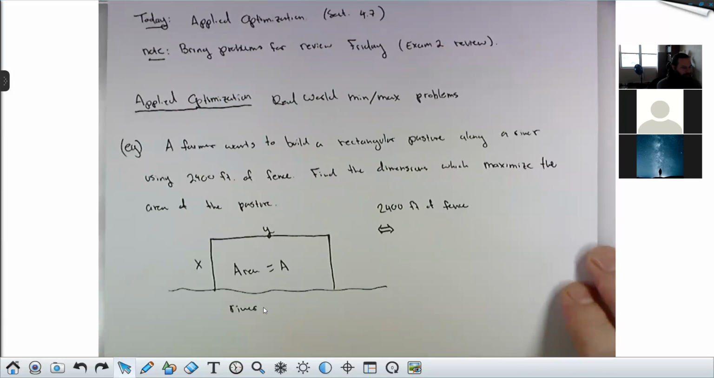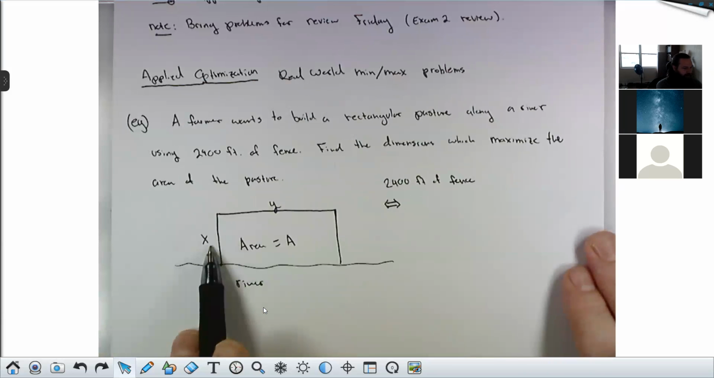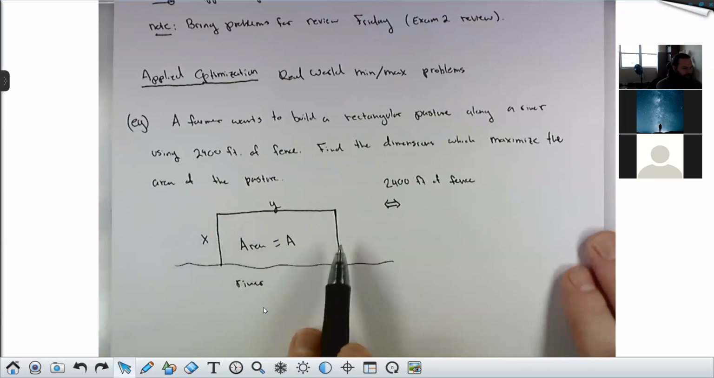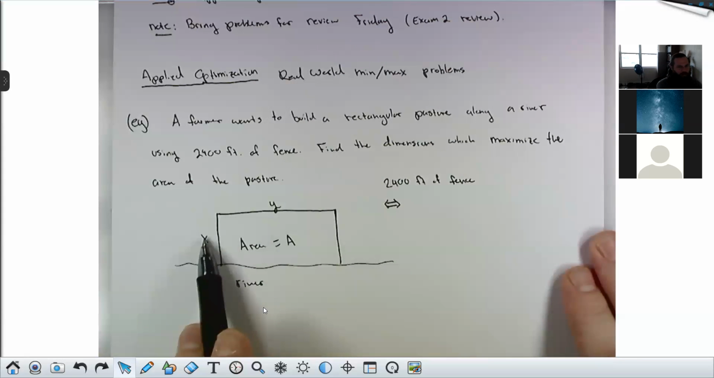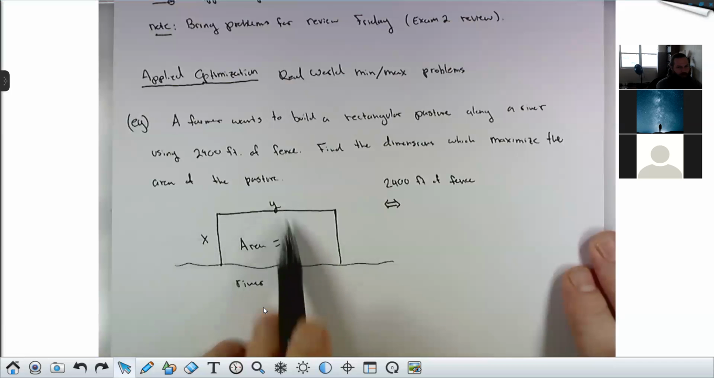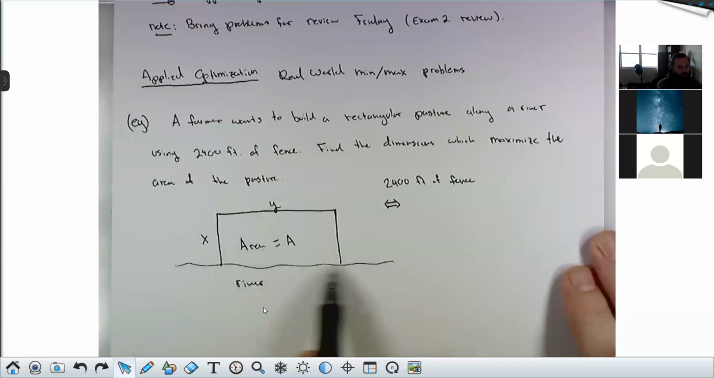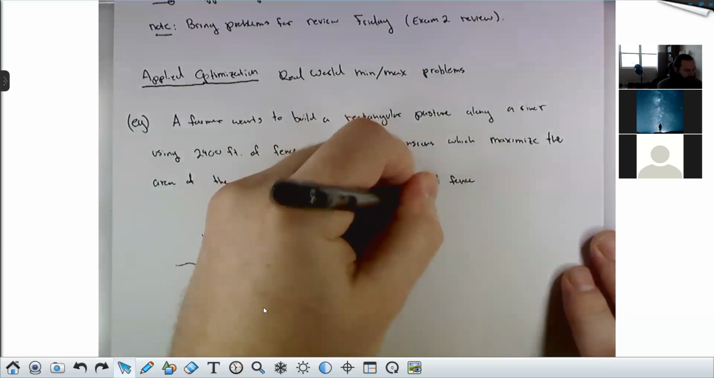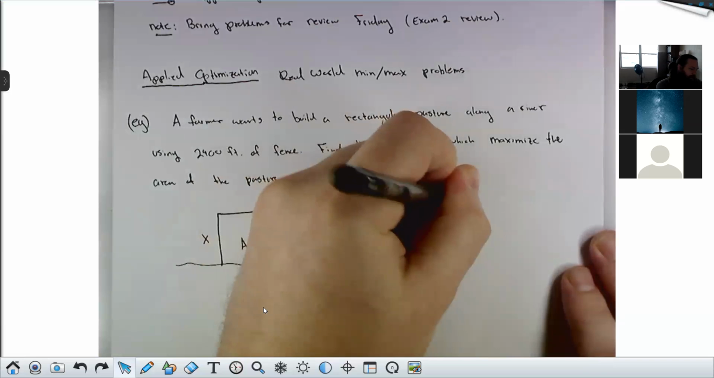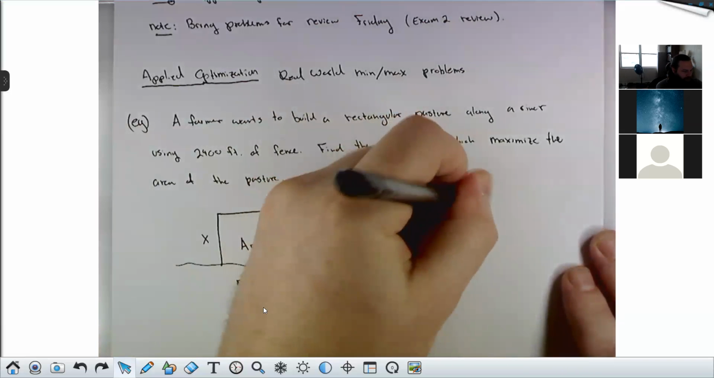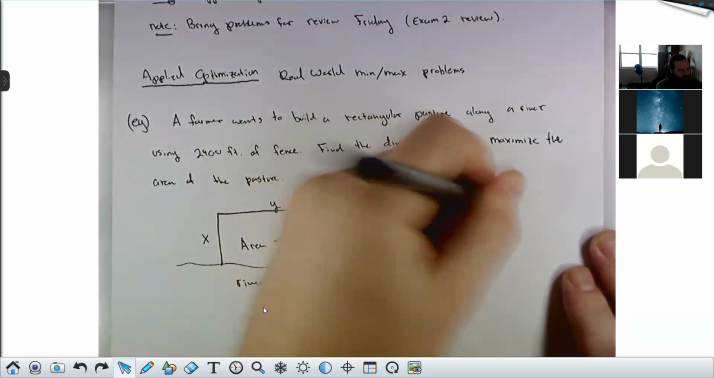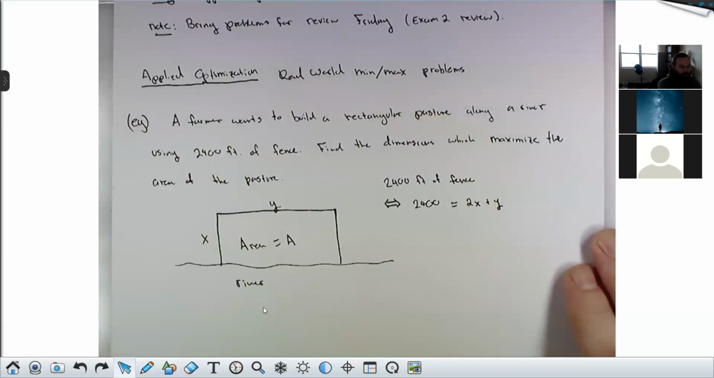X plus Y. Well, X, so I have X here and Y here. There's also an X over here, right? So I've got two side lengths of X and one side length of Y. If I didn't have the river here, I would need two Y, right? Because there would be a Y here and a Y here. So if I've got 2,400 feet of fence, and I know I also have 2X plus Y feet of fence, that means 2,400 has to be equal to 2X plus Y. This equation is what we call the constraint.